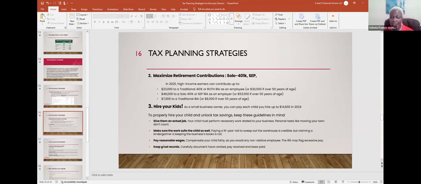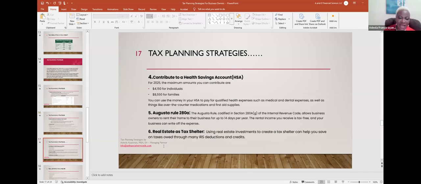If you're a single member LLC, there's a law that you don't have to pay Medicare and Social Security taxes on your child's pay. But if you're an S Corp or a C Corp and you hire your child, then you have to pay Medicare and Social Security taxes.